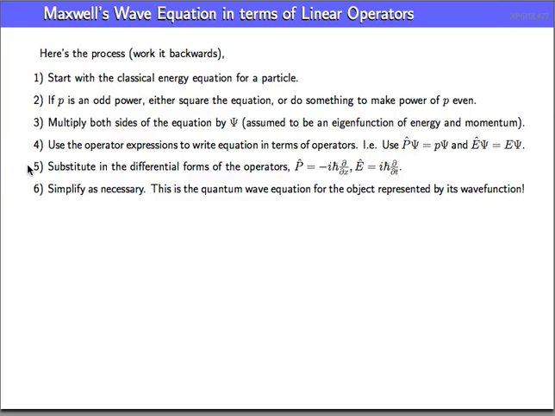Then we substitute the differential forms for these operators for P and E, and simplify, and make it into a clean looking formula that we like. That will give the quantum wave equation for the object represented by its wave function. That's the process we're going to follow in the next lecture. So it's a very straightforward process.